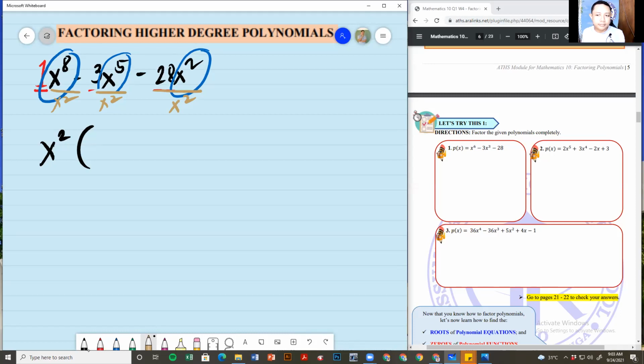Type it in the chat box. X raised to 6. What else? Remember, when we divide, we just subtract the exponents. That becomes 6, and that becomes 3. So we have here x raised to 6 minus 3x cubed minus 28. That's correct. Very good. And now, what will we do next? Is this completely factored out already? Yes or no?